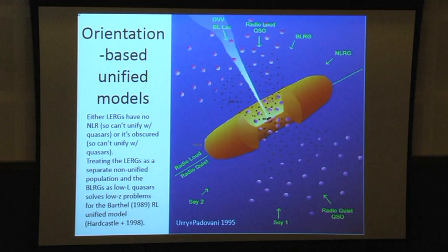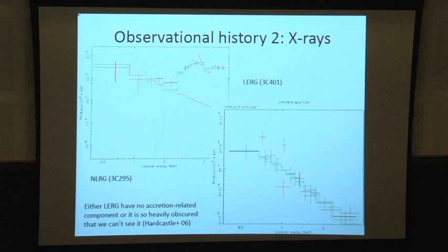You have to treat the low-excitation objects as a completely separate, non-unified population, and it was realized a long time ago that if you did that, it solved some problems. The numbers didn't really work out for the orientation-based unified schemes at low luminosities, and that's because of this contamination with LERGs. If you get rid of the LERGs, then the narrow-line radio galaxies, the broad-line radio galaxies and the quasars all work, and this picture does, in fact, work. So that's the emission line classification.